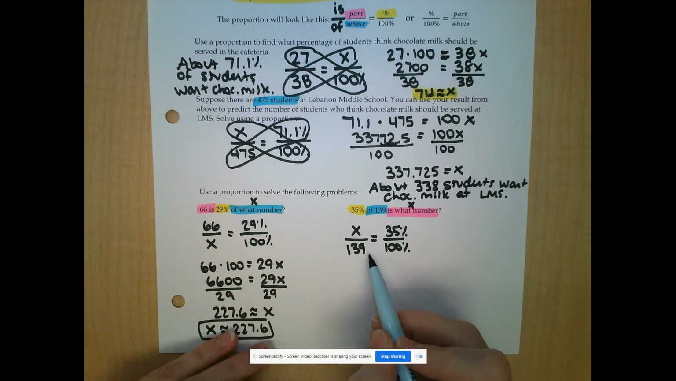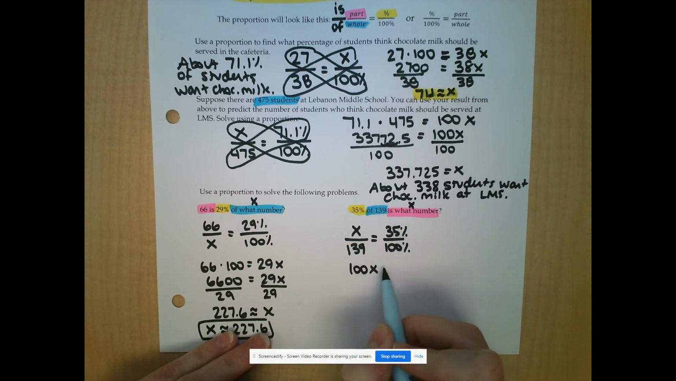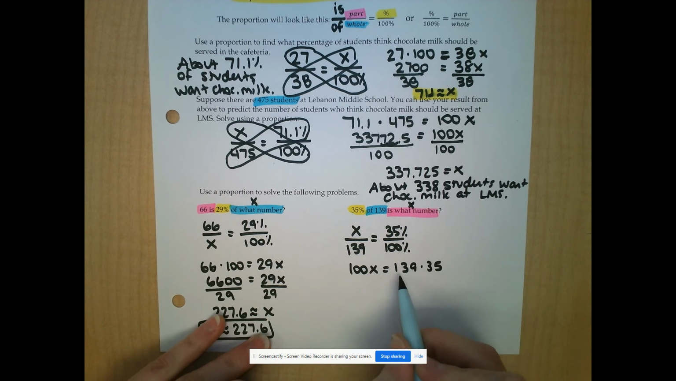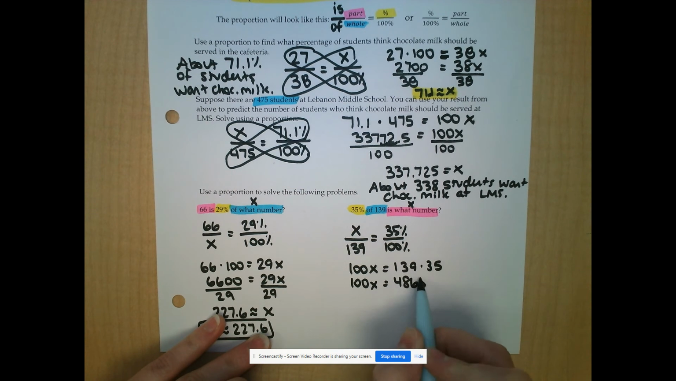So we cross multiply x times 100. On the other side, 139 times 35. This is not one that I could do in my head, so I wrote it down. When I multiply those two numbers, I get 4,865. Because the left side has the variable and it has multiplication, I'm going to divide both sides by 100.